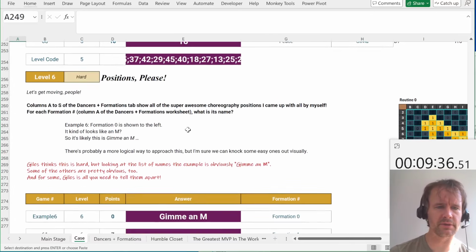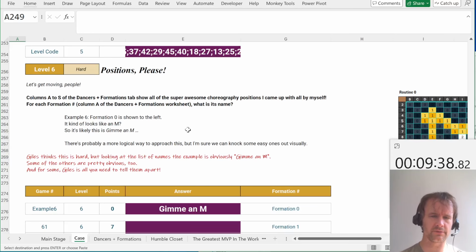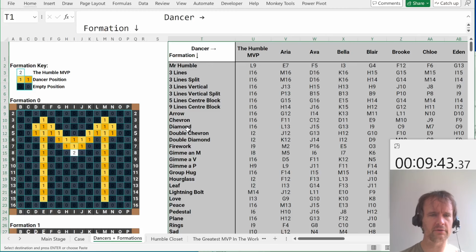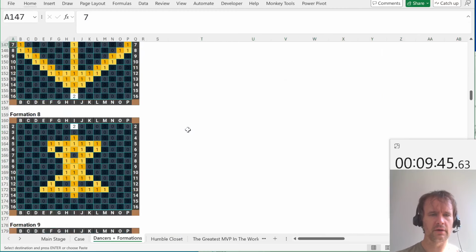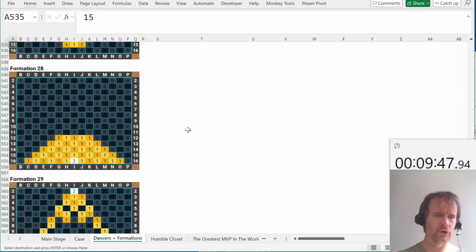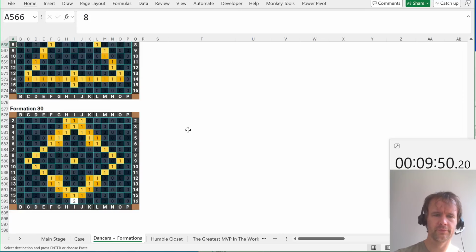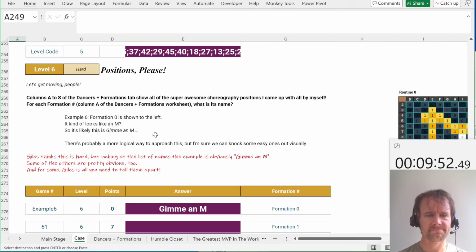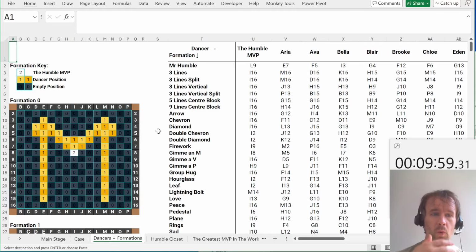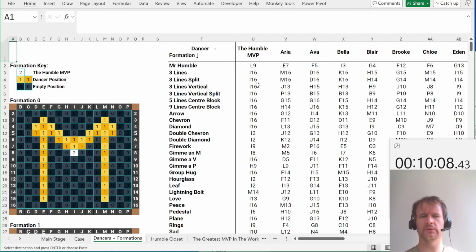Level 6. Positions, please. Let's get moving, people. Columns A to S of the Dancers Information tabs show all of the super awesome choreography positions I came up with all by myself. Okay. For each formation number, what is its name? Ooh, interesting. So 1 is the dancer, 2 is the humble MVP. Okay.